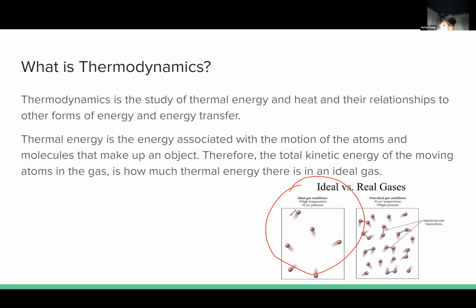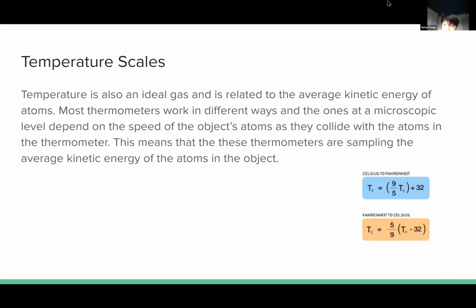Okay, so these are the temperature scales. So temperature is also an ideal gas and is related to the average kinetic energy of atoms. Most thermometers work in different ways, and the ones at the microscopic level depend on the speed of the object's atoms as they collide with the atoms in the thermometer. And this means that these thermometers are sampling the average kinetic energy of the atoms in the object.